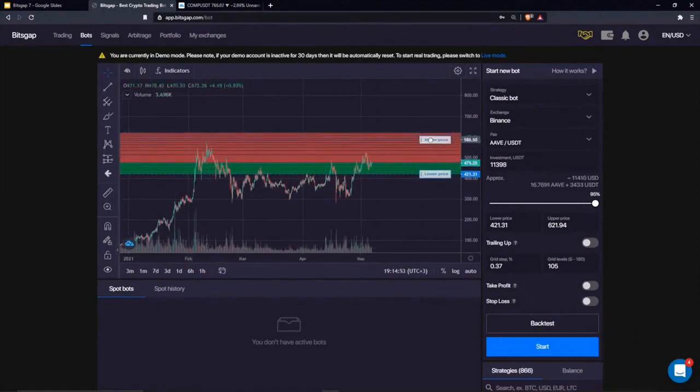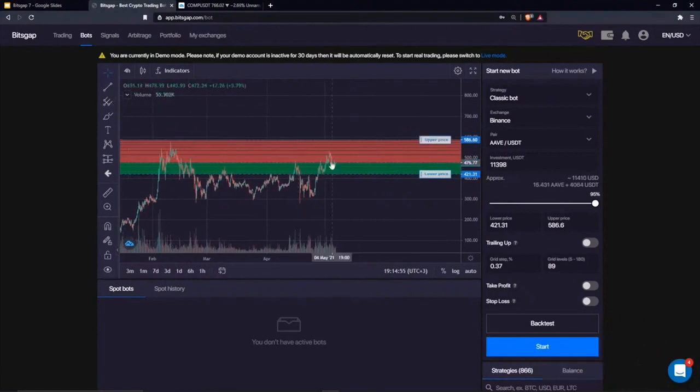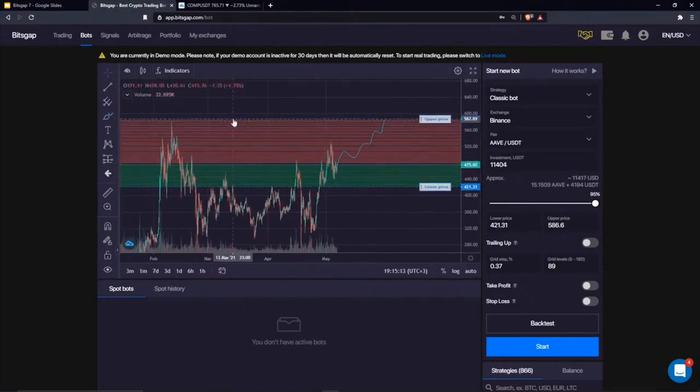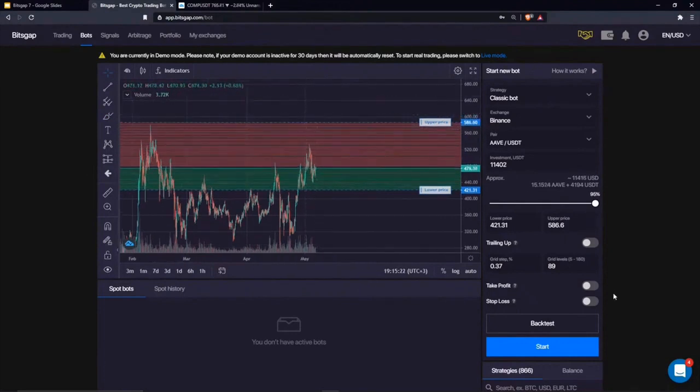So that's something that at least I anticipate the price to move to before it breaches this level and goes even higher. So that's my first target, and that's why I'm pretty satisfied with this current configuration, where I have my upper price aligned with the closest key resistance price level. So this is the configuration you can stick with.